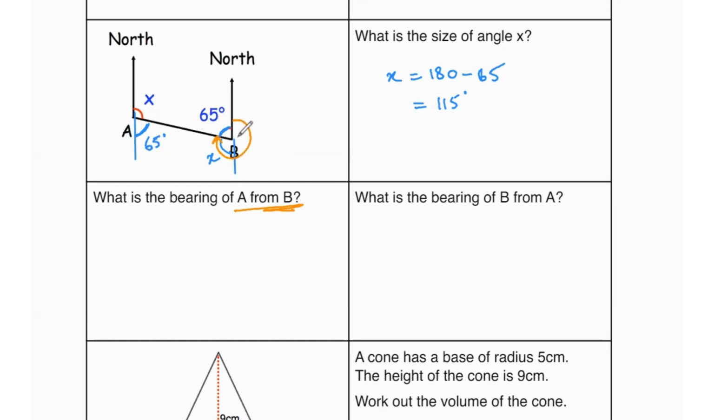And since a complete circle is 360, we're going to do 360 minus 65. And that's going to give us 295. That is your bearing of A from B. Now, what is the bearing of B from A? So now we're going to measure the bearing from point A. We're going to start from the north and go towards the line that connects A and B. So that's this angle, which we figured out is 115. That's your answer.